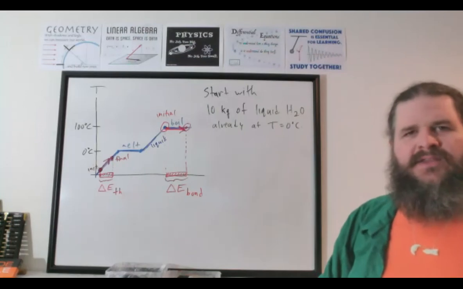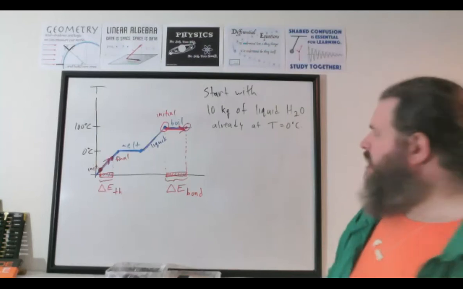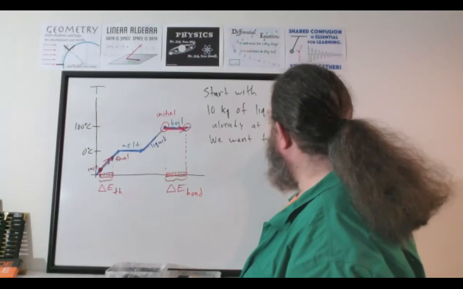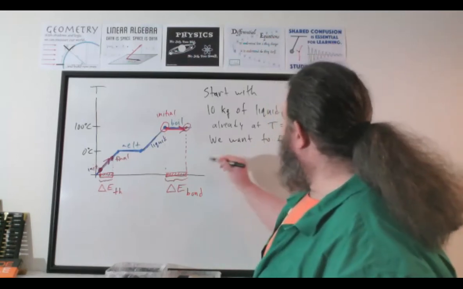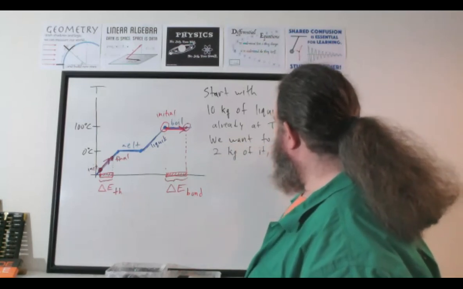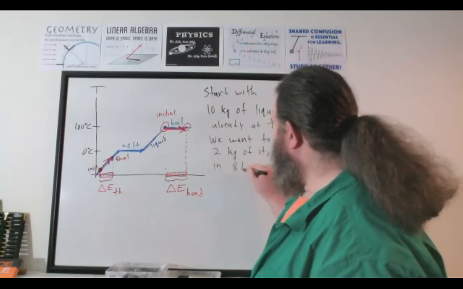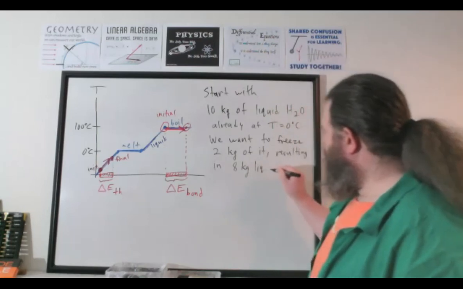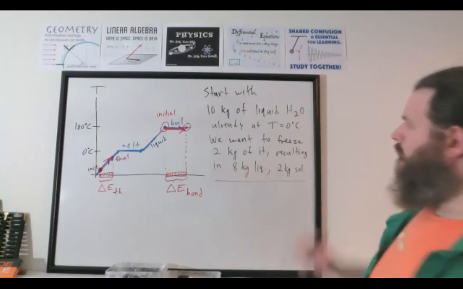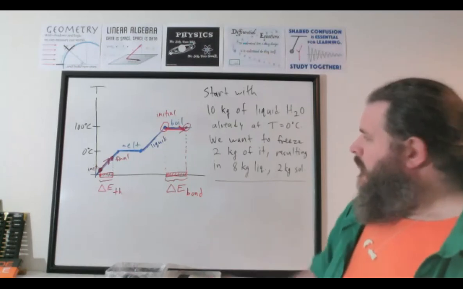And let's say we want to freeze, not necessarily all of it. Let's say we just want to freeze half of it. Or not half of it. Let's say we want to freeze 2 kilograms of it, resulting in 8 kilograms of liquid, 2 kilograms of solid. And we want to know how much energy transfer that's going to take.